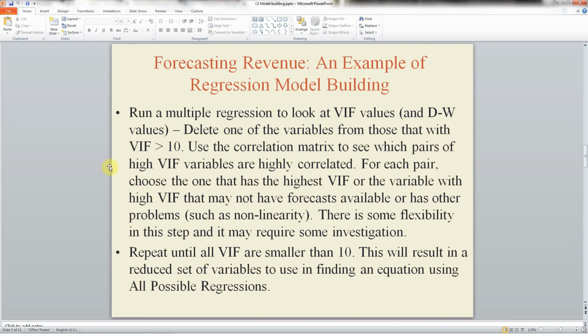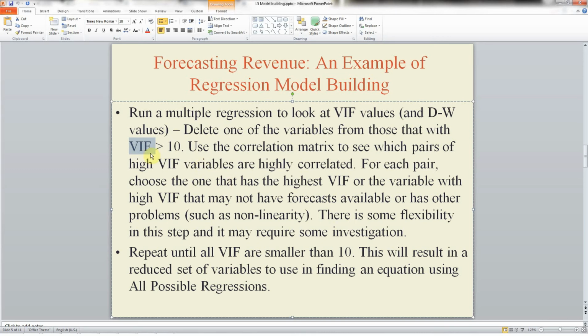So the way we do it is we run a regression, and we're also going to keep an eye on our Durbin-Watson, because it's quite common that as we drop variables that have high correlation, we'll start to get autocorrelation, things that are correlated with themselves, and that causes a different kind of problem. And we're going to basically delete one variable at a time until we get all VIFs less than 10.